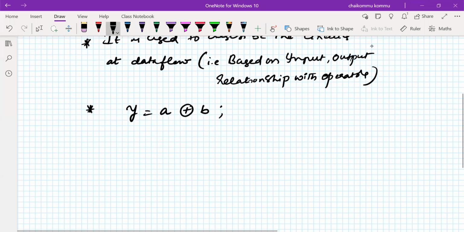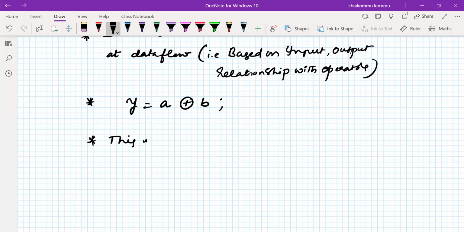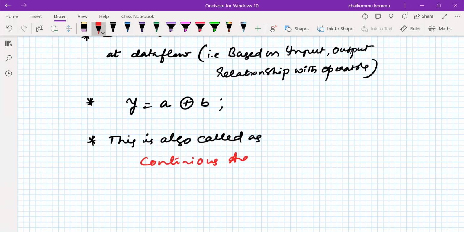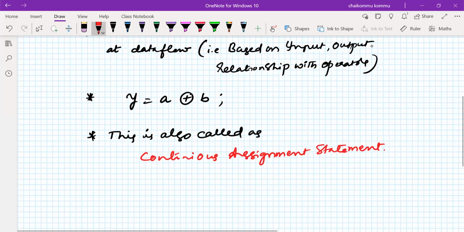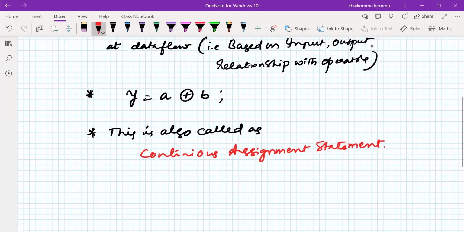So this is also called a continuous assignment statement. In gate level modeling, what statements have we used? Gate primitive statements we have used, and their definitions are already available. But in data flow modeling, we have to use continuous assignment statements. So what are the operators that we have to use? Operators.